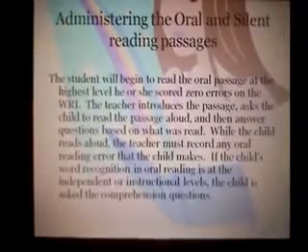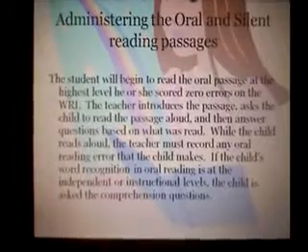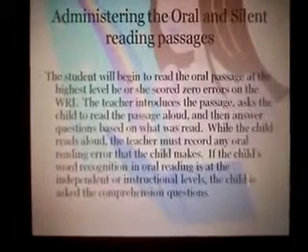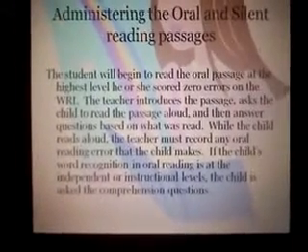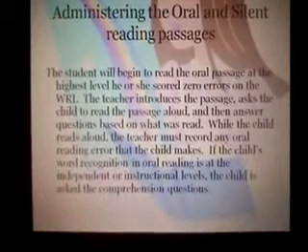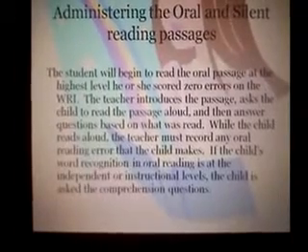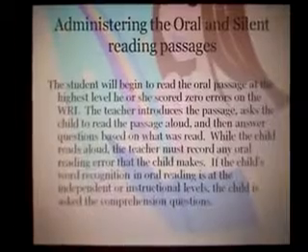Oral and silent reading passages. The student will begin to read the oral passages at the highest level he or she scored 0 on the WRI. The teacher introduces a passage, asks the child to read the passage aloud, and then answer questions based on what was read. While the child reads aloud, the teacher must record any reading error the child makes. If the child's word recognition in oral reading is at the independent or instructional levels, the child is asked comprehension questions.